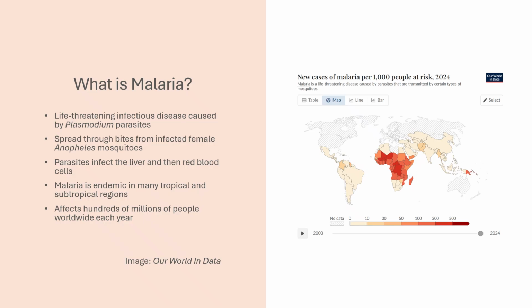You can see on the map here the number of new malaria cases that occur throughout much of the sub-Saharan African region. Although malaria is preventable, it still affects hundreds of millions of people every year, primarily in Africa.